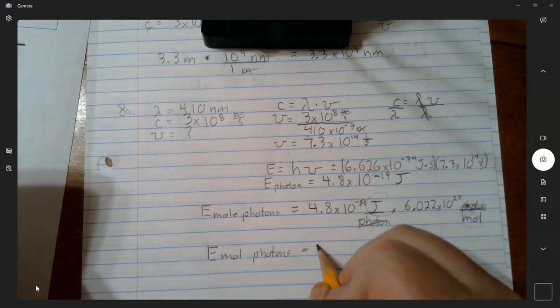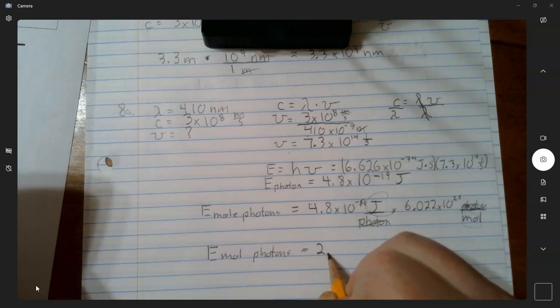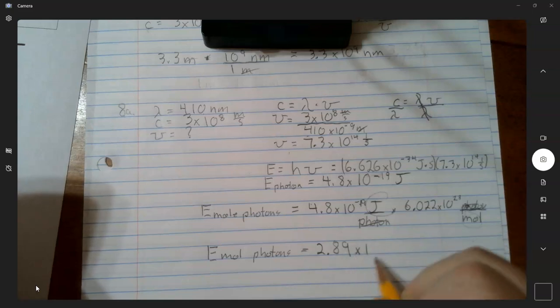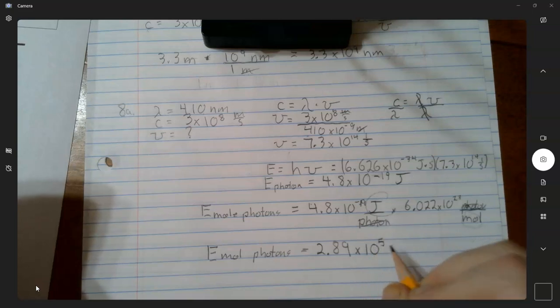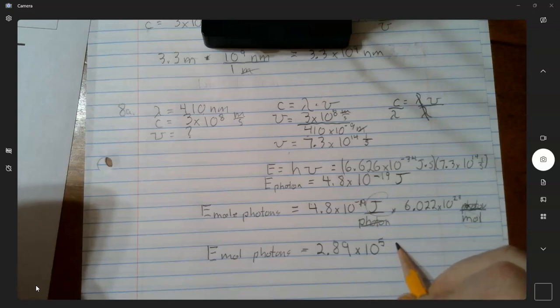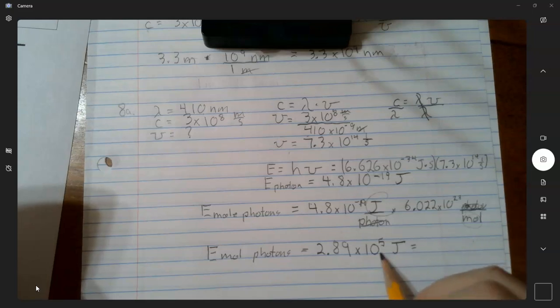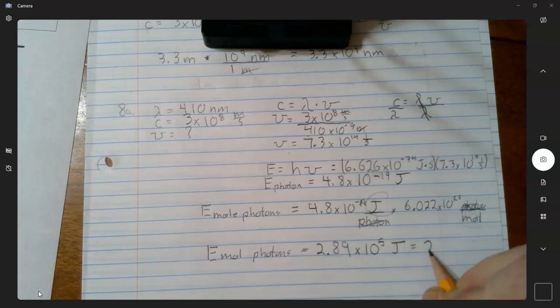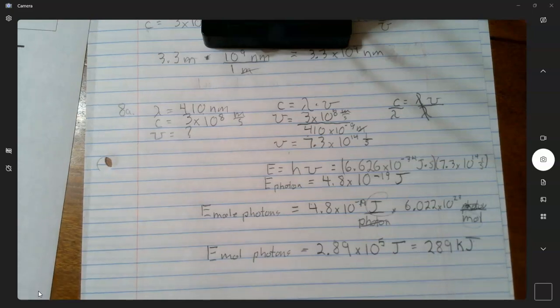Okay, and that's going to give us 2.89 times 10, I'm going to lop off a few digits. We shouldn't be more than 3 significant figures here. Times 10 to the 5th power. And that would give us that many joules. If you want to express it in kilojoules, just slide the decimal over. To get kilojoules, divide this by 1,000 and you're going to get 289 kilojoules there. All right.